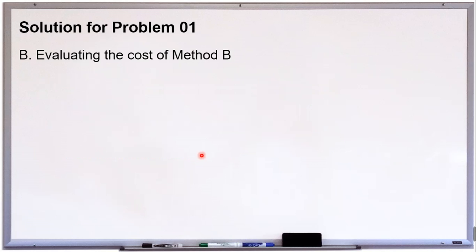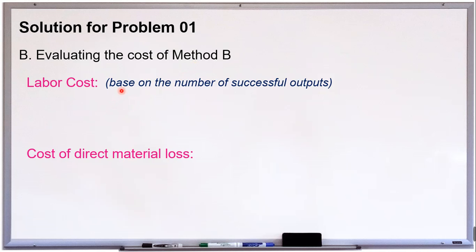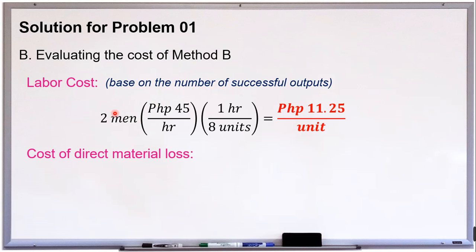Next, we're going to evaluate the second method, that is method B. Again, let's start with the labor cost. This is based on the number of successful outputs. For method B, it only utilizes 2 men, and the rate is 45 per hour, and it can only produce successful outputs of 8 units in 1 hour. So we have a labor cost of 11.25 per unit.